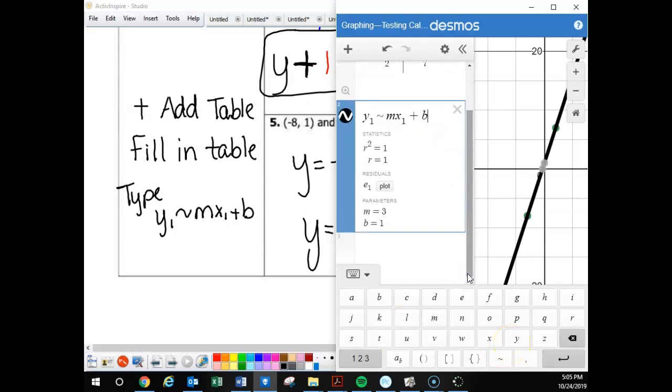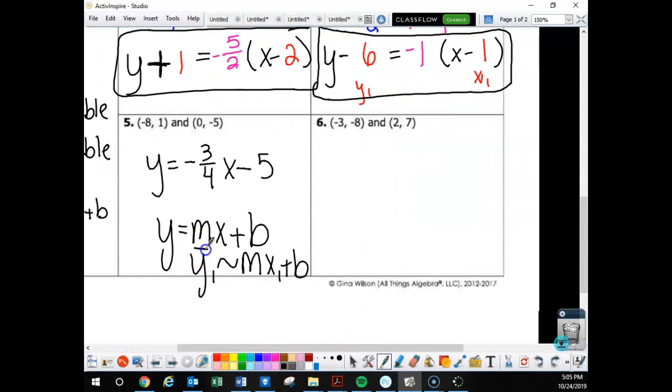Okay, and so it tells you m is 3 and b is 1. So that means m is 3 and b is 1. So my equation is y equals 3x plus 1. Okay, so that's only if you don't understand it. If you did understand it, please do it by hand. But for those of you that are struggling, go ahead and use Desmos because it'll make sure that you are not falling behind.